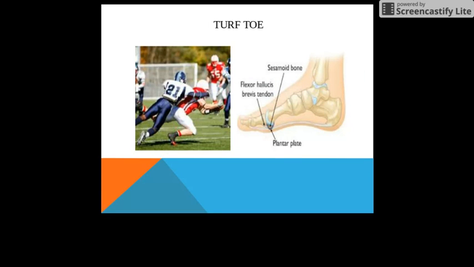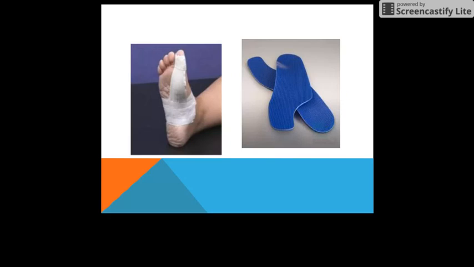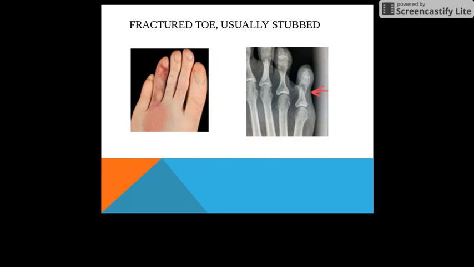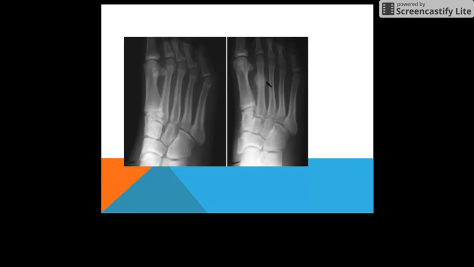Turf toe, we already talked about it. You can see this is the location. This is how you treat it. A fractured toe usually happens because you stub it. If you look at the x-ray on the right-hand side, you can see the bone is broken. You can't really cast it. The only thing you do is you tape up the digit, and then you buddy tape them together so that it's stabilized. And then if they can tolerate running, they get to practice.